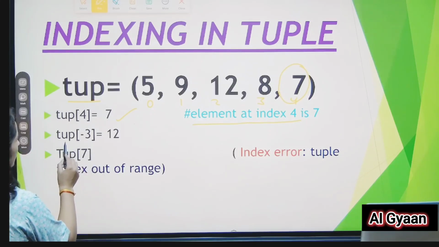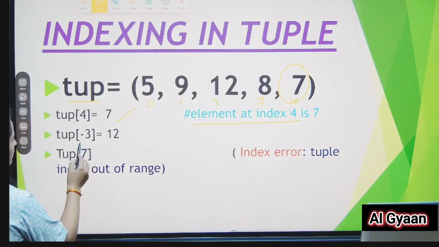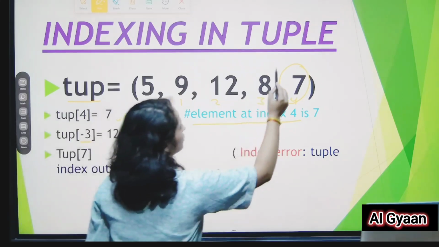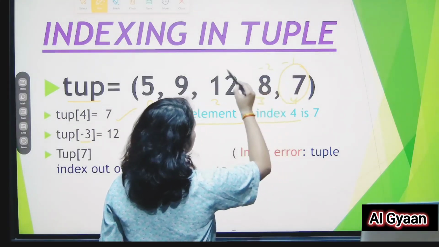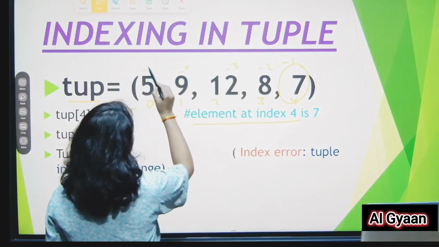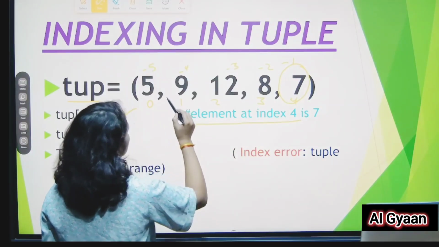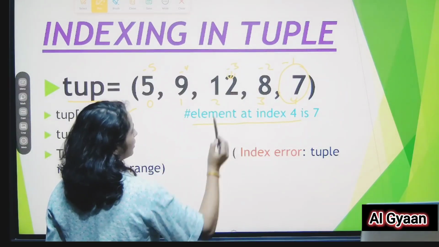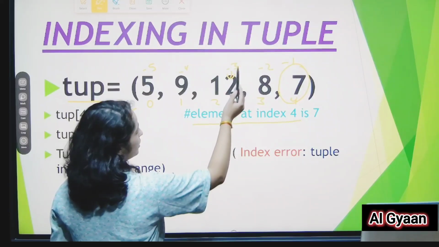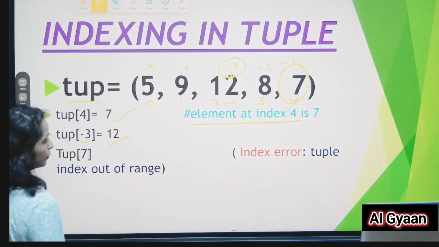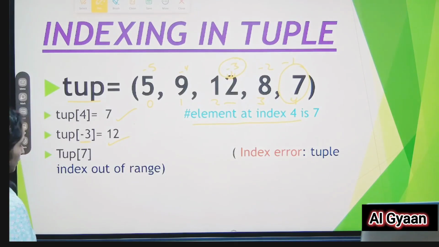Here I have written tup and the index number -3. As we know, negative indexing starts from -1. So the output will be, see, -3. Which element lies at index -3? That is 12. So 12 will be my output.